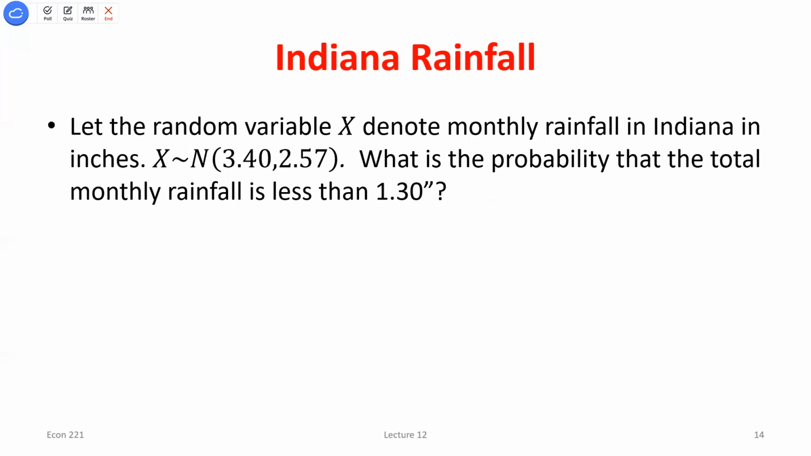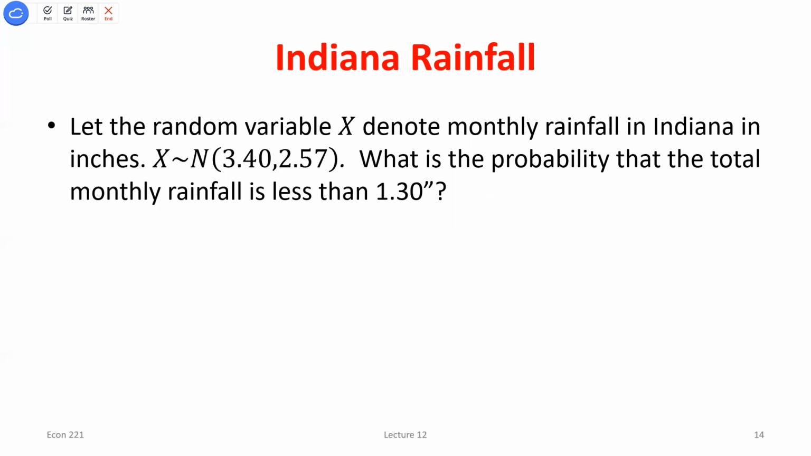Call this X. So we've got what? We've got to think about X, which is representing rainfall here. It's normally distributed. We're told it has a mean of 3.4 and a variance of 2.57.